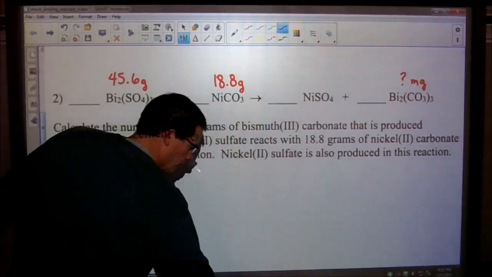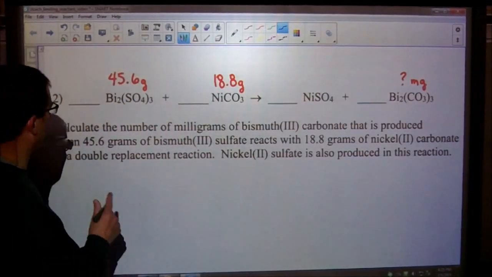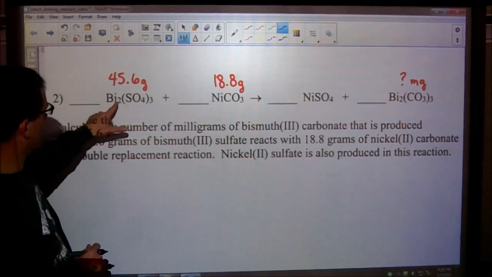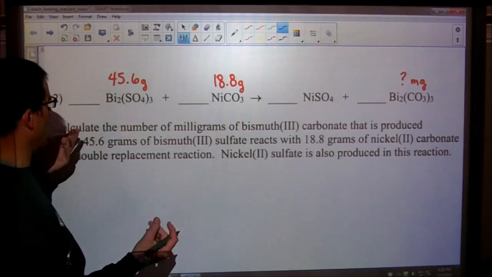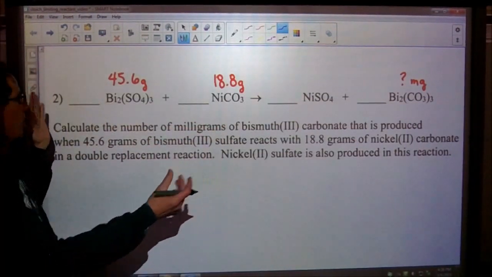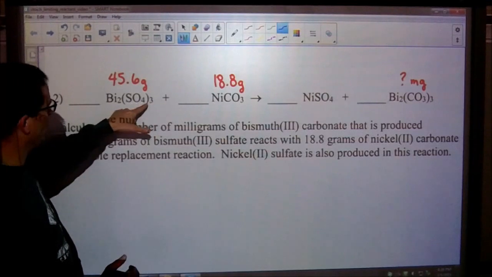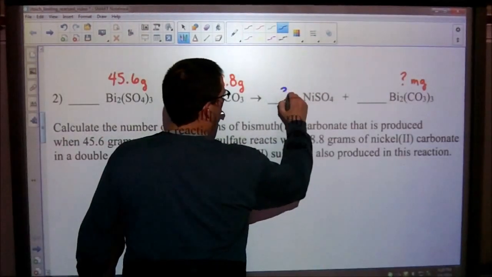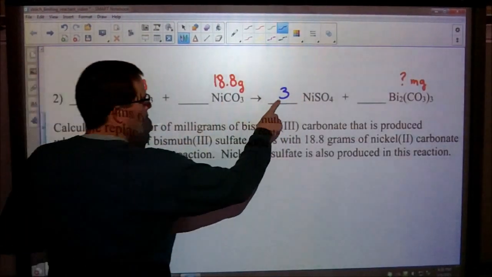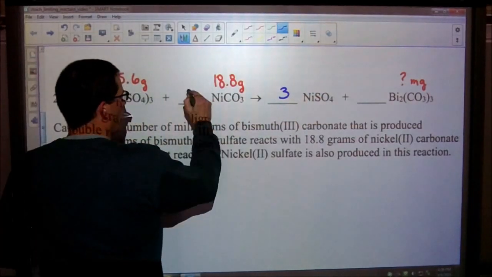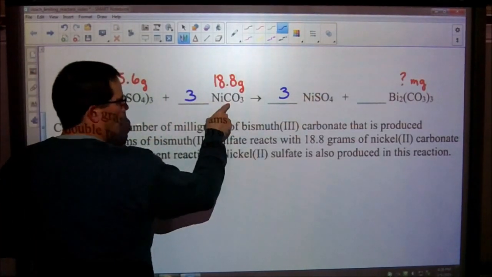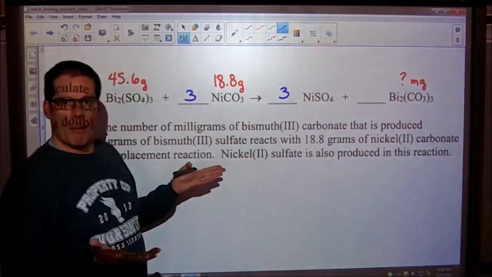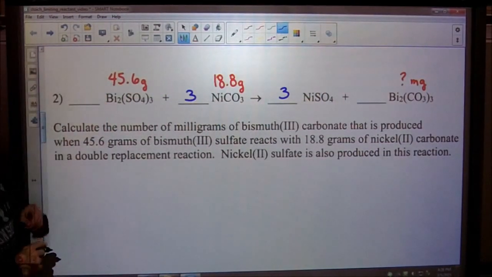So step 1, let's write a balanced equation. I like to look for the ugly one first. Well, we have 2 bismuth, so it really doesn't matter. So I know my bismuth are looking good. So I have 3 sulfates. That means I need a 3 there. So now I have 3 nickels. So that means I need a 3 there. Now I have 3 carbonates. 3 carbonates, I'm balanced. So step 1, write a balanced equation.